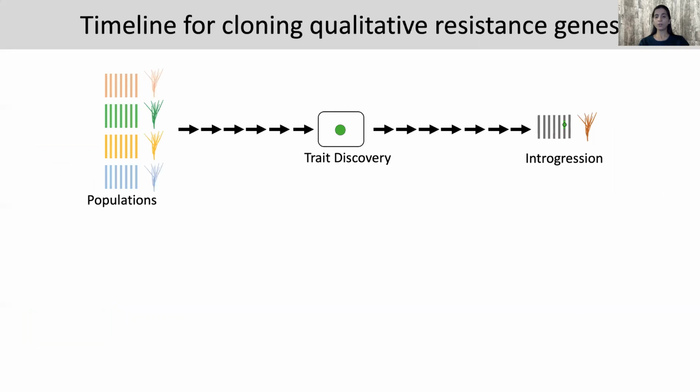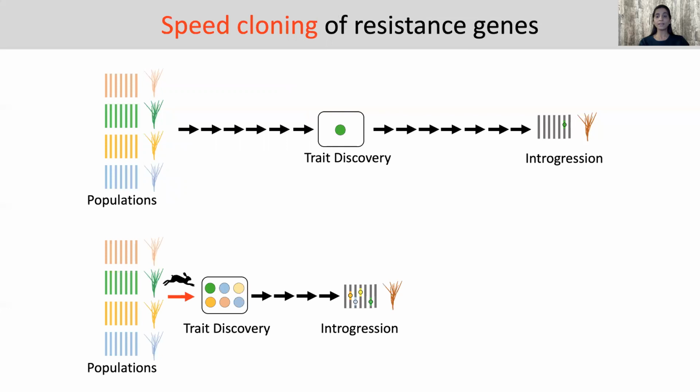The picture here shows the number of years it used to take for cloning a single resistance gene, followed by several years for integration into a cultivar of choice. This was the timeline about 5 years ago for cloning qualitative genes. And this is the current timeline for cloning these genes.